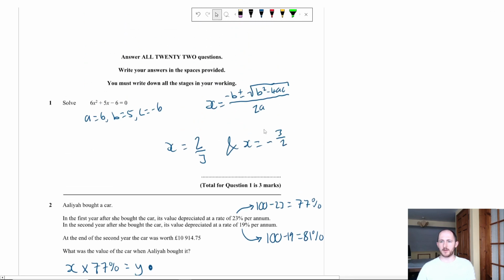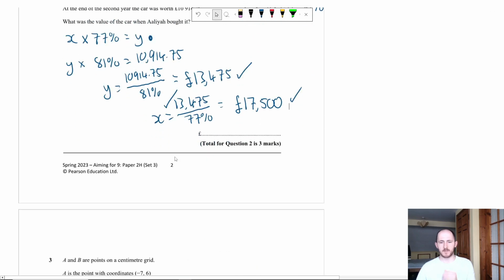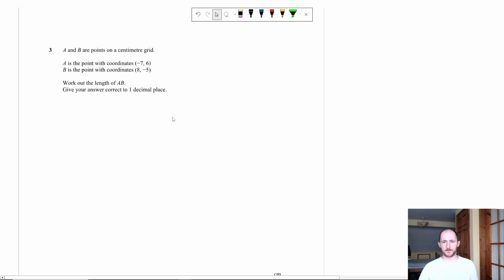And for the first part, by the way, the mark comes from substituting into the quadratic formula and then the two answers. Nice and easy. I will link this paper and mark scheme in the description as well.